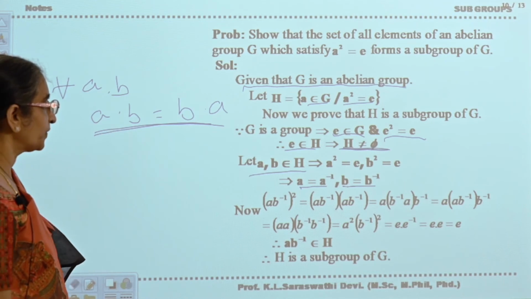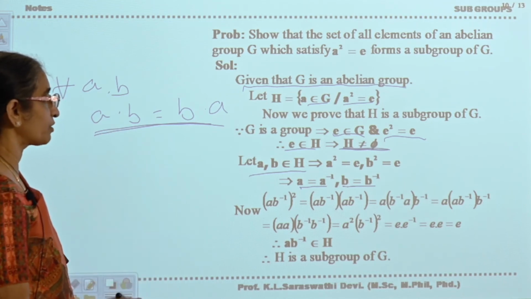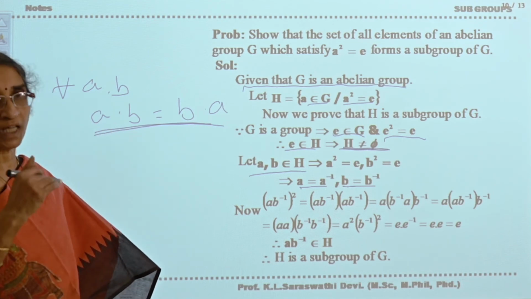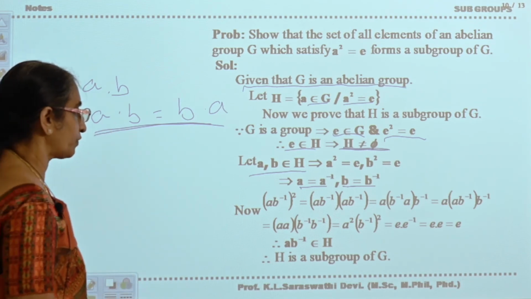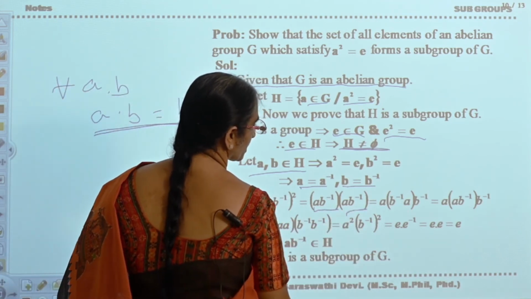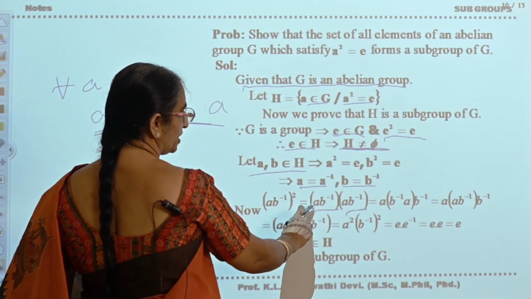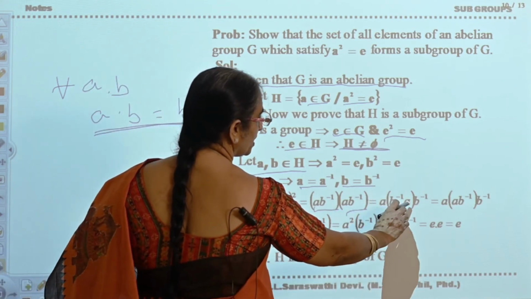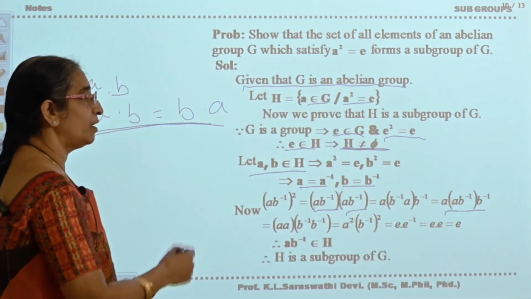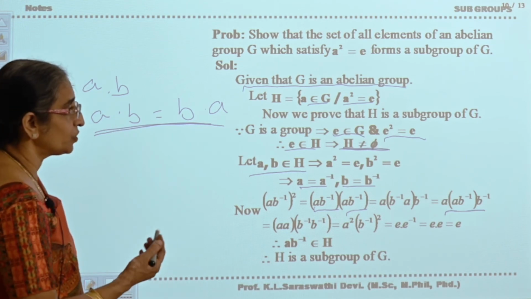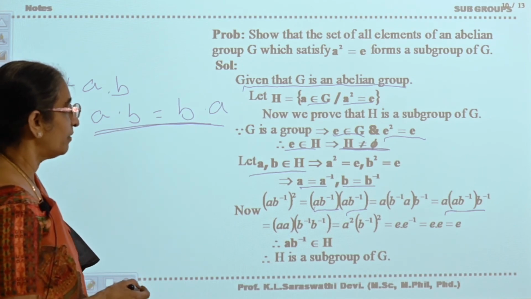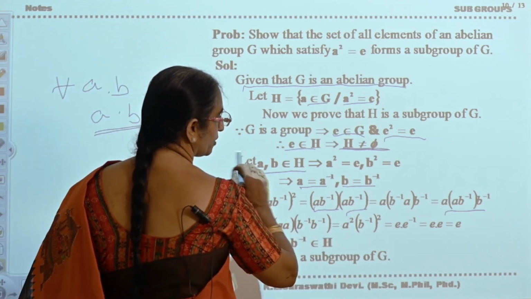Now consider AB inverse whole square. If that is equal to E, then AB inverse belongs to H. For that purpose you are considering AB inverse whole square. AB inverse whole square is equal to AB inverse into AB inverse. This can be written as A into B inverse, A into B inverse. You can arrange the terms like this because they are all elements of G, and G is a group. So A into A, B inverse into B inverse. This is A square into B inverse whole square.